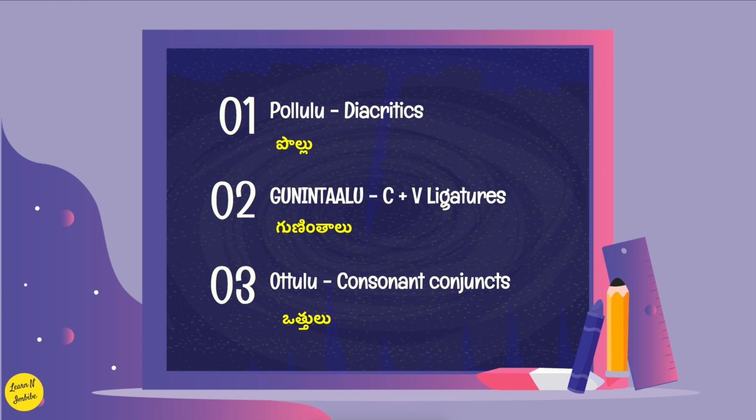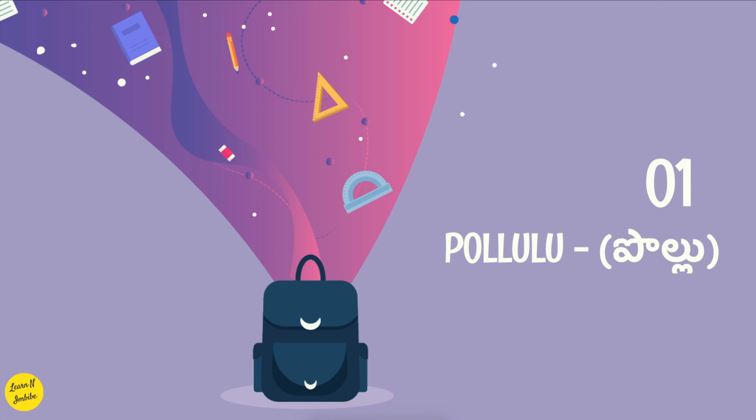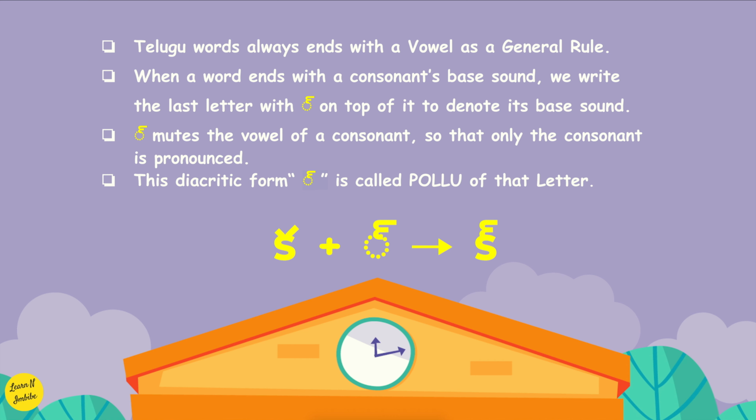There are three forms of writing, wherein you can combine these three forms with the basic vowels or consonants to shape out into meaningful words. So let's see each in detail. The first one is Pollulu, which is diacritics. Telugu words always end with a vowel as a general rule.